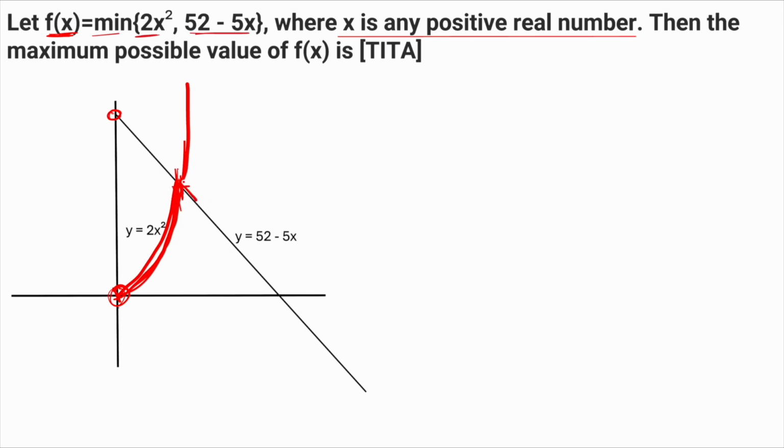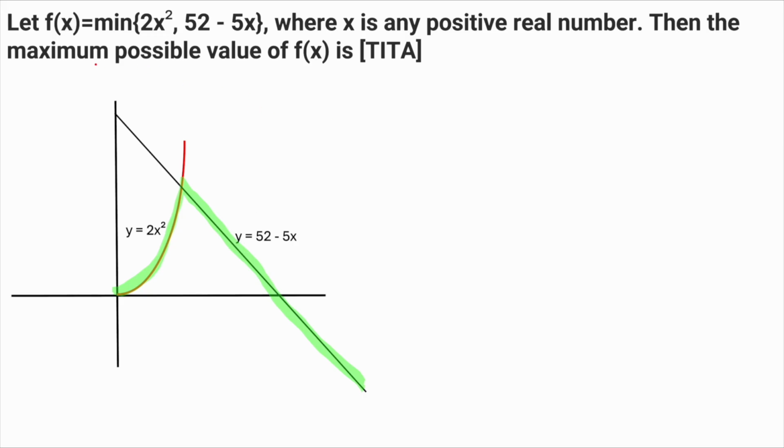So beyond this meeting point to the right, 52 minus 5x will have a lesser value as compared to 2x square. So in this case, 52 minus 5x is the value of f of x. So now we can conclude that f of x is nothing but this particular graph. I am highlighting this in green. This is your graph of f of x, the minimum of these two, as highlighted here in this particular case.